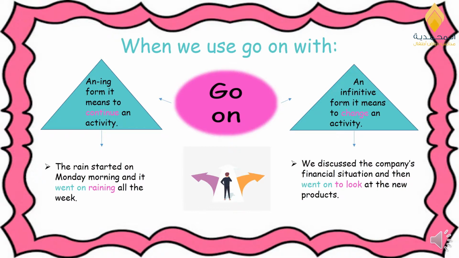For example, we say we discussed the company's financial situation and then went on to look at the new products. Okay, we changed from talking about the financial situation to looking at the products. Clear?